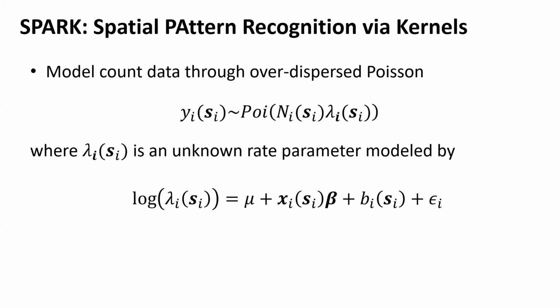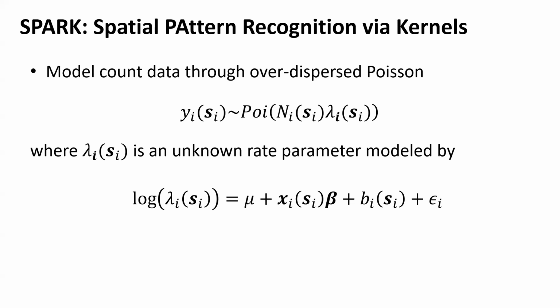Because y sub i is a count, it's natural to use a Poisson or over-dispersed Poisson model to model that. So we'll assume that y sub i follows a Poisson distribution with a rate parameter, basically a product between N sub i and lambda sub i. N sub i is just a normalizing constant, which is the read depth, and lambda i is the unknown rate parameter. That's the key parameter for inference in the Poisson model.